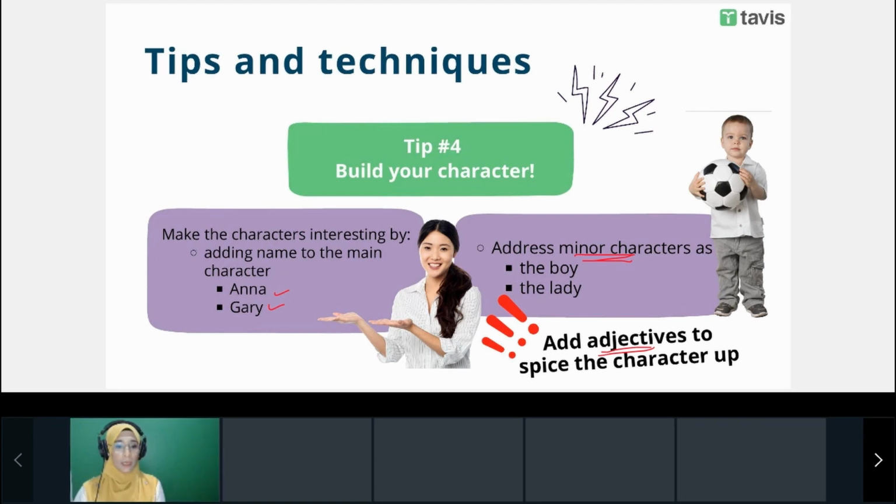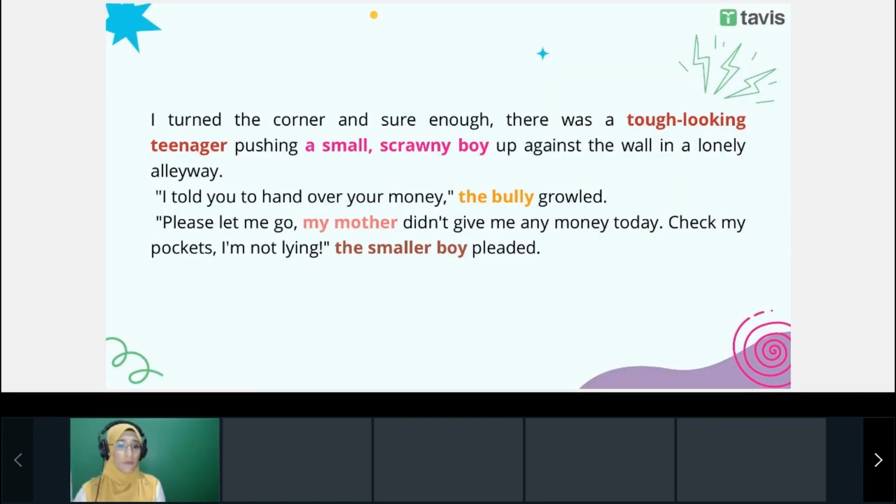Okay, tip number 5. Oh, it's not here. Okay, tip number 5 is actually on the next slide. So here, this is just to tell you a few examples. So you can see that tough looking teenager, a small, scrawny boy, right? And this is the minor character, the bully, my mother, the smaller boy pleaded, right? So you can see that this is how we can introduce the characters.